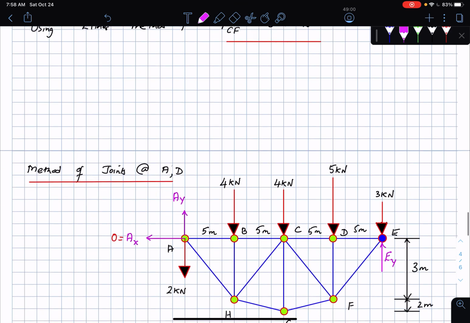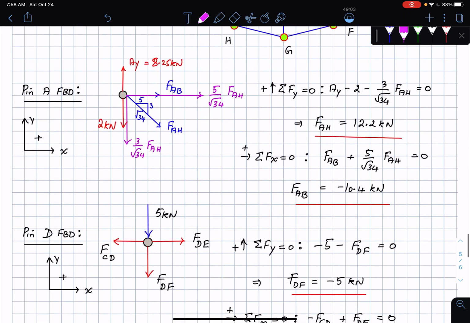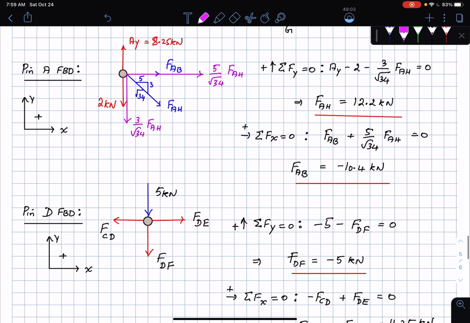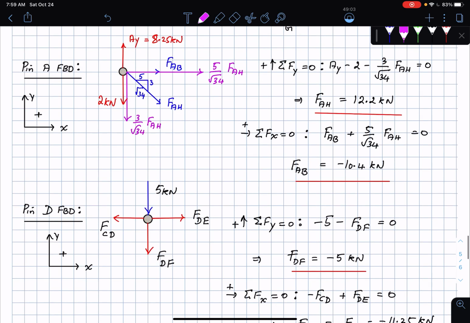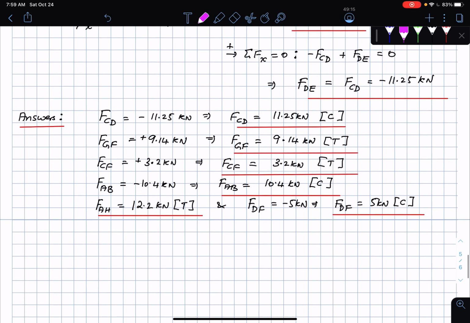And then lastly, we come to the method of joints at A and D. This is the regular stuff, sum of forces in X and Y directions for both of these, with a coordinate system put together for all of them, and then these are the results.